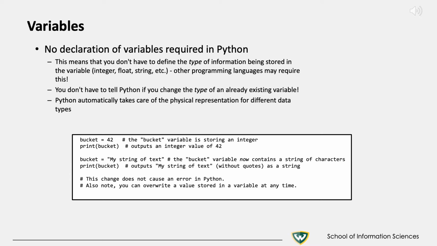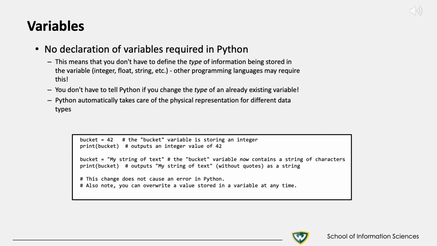You also don't have to tell Python if you're going to change what kind of information is going to be in that bucket or in that variable. If I want to dump out my string and add a number, an integer inside my bucket, that's fine. Python doesn't care. It's great. Python automatically takes care of the physical representation for different data types. So we don't have to worry about it.